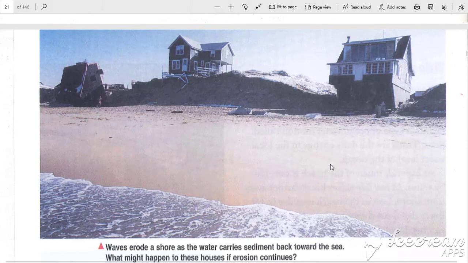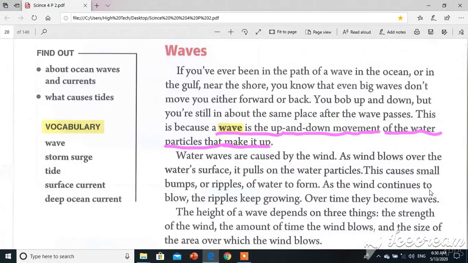Okay, but deposition: when waves deposit sediments near shore, a beach gets bigger. So deposition and erosion change a shoreline.